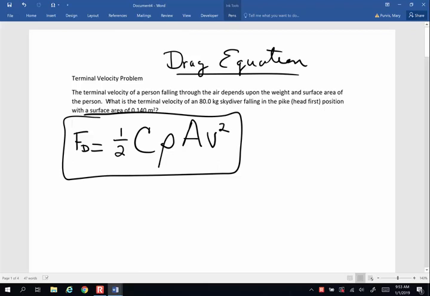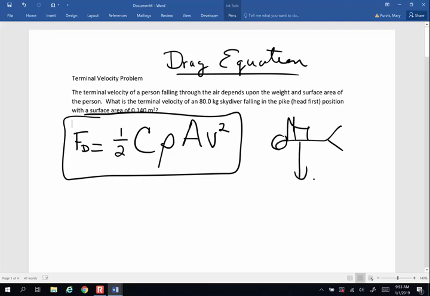Here's the problem. The terminal velocity of a person falling through the air depends upon the weight and the surface area of that person. What's the terminal velocity of an 80-kilogram skydiver falling in the pike or head-first position with a surface area of 0.40 square meters?